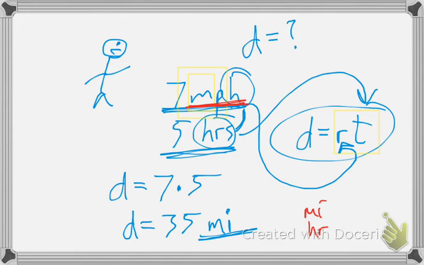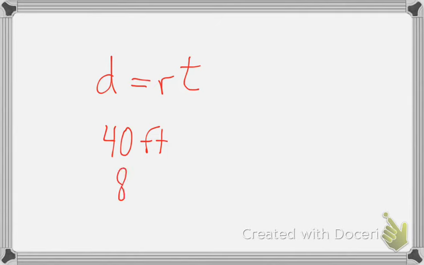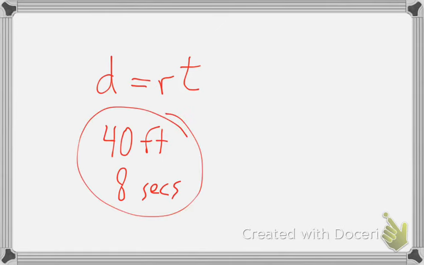So one more example, because what if you were given, let's see, we got distance equals rate times time. What if you were given the distance? Somebody went 40 feet. Okay, we're going to say they went 40 feet, and they did it in only 8 seconds. Whoa, they went 40 feet in 8 seconds. They must have been running fast. And the question is, how fast are they going?